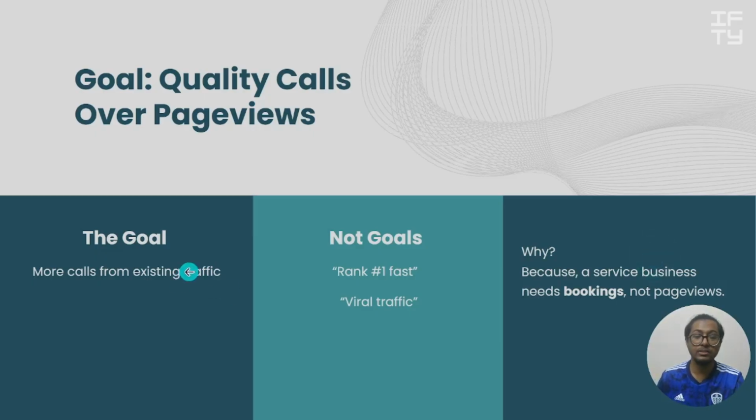Before touching anything on the site, I got clear on the actual goal. Not rank number one, not go viral. The goal was simple: get more calls from the traffic that's already coming in. Because for a plumbing business, revenue comes from bookings, not from page views or blog posts. And that clarity changes how you look at everything in the audit.